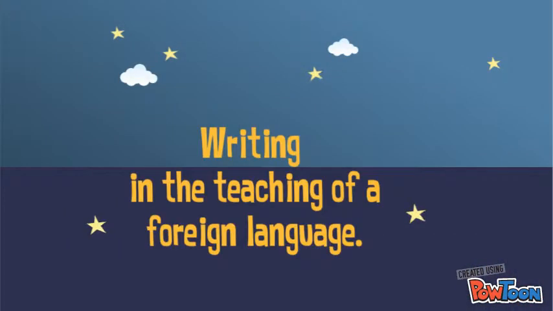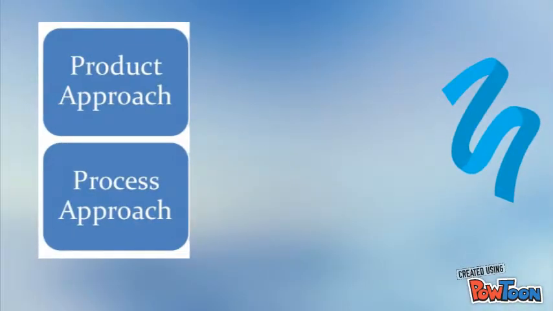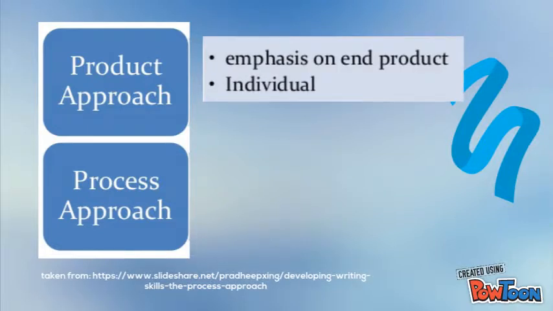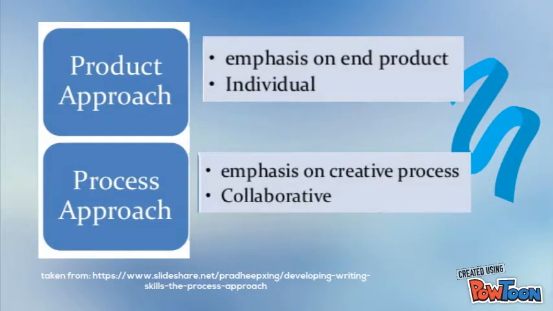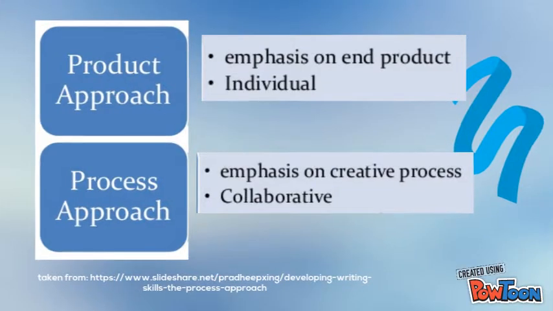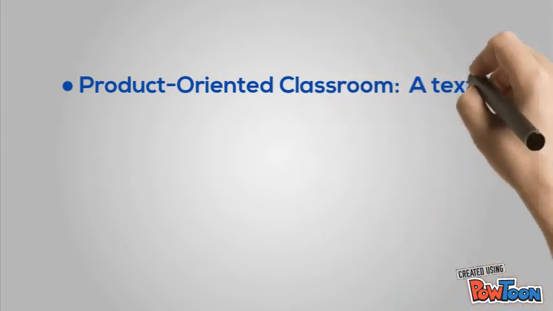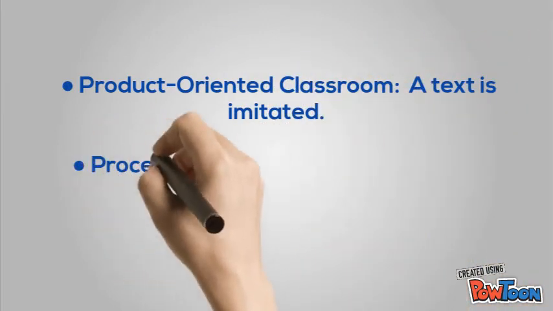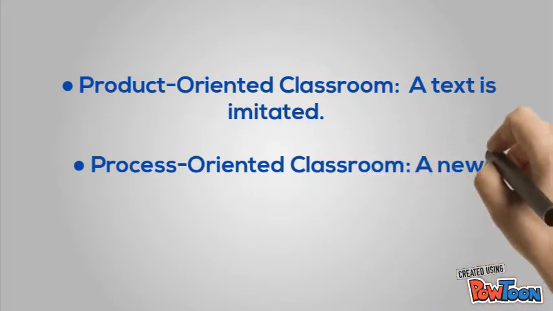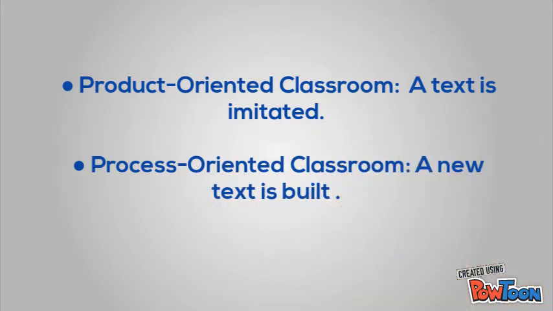We are going to explain to you the application of writing in the teaching of a foreign language. These are the controversy between the product approach and the process approach. These are the differences. Also, it's important to know the difference between a product-oriented classroom where students imitate a text and a process-oriented classroom where students build a text.